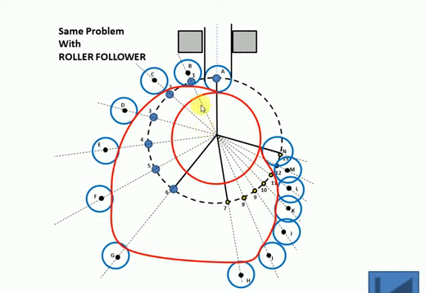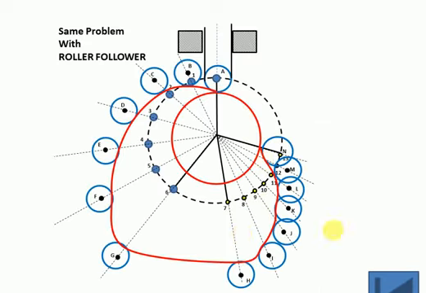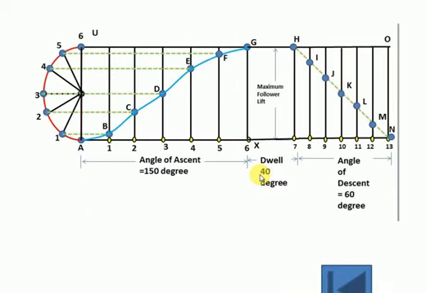Here also, from A to G it is following simple harmonic motion. From H to N it is following uniform velocity. Hope you are clear with the problem.